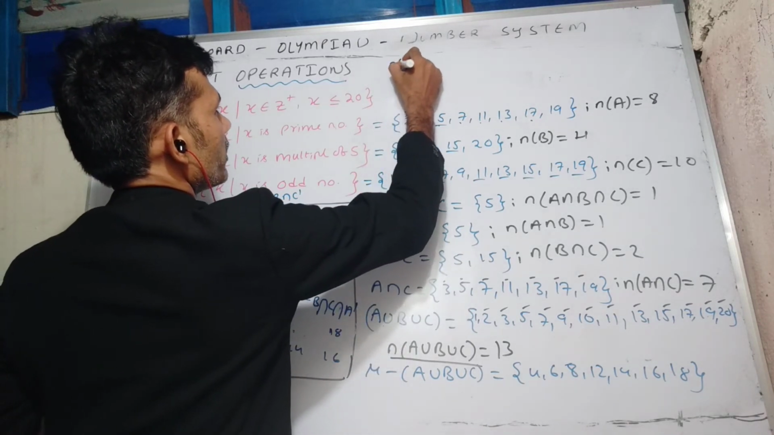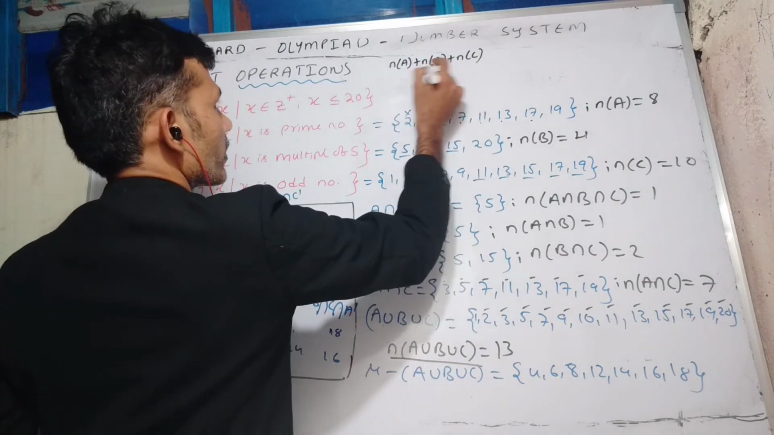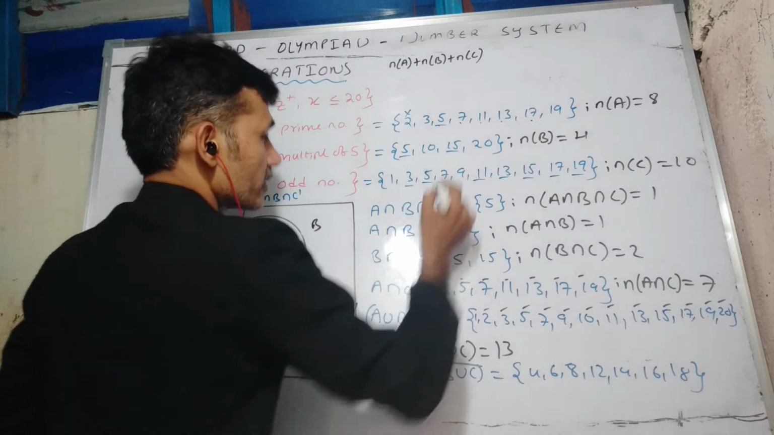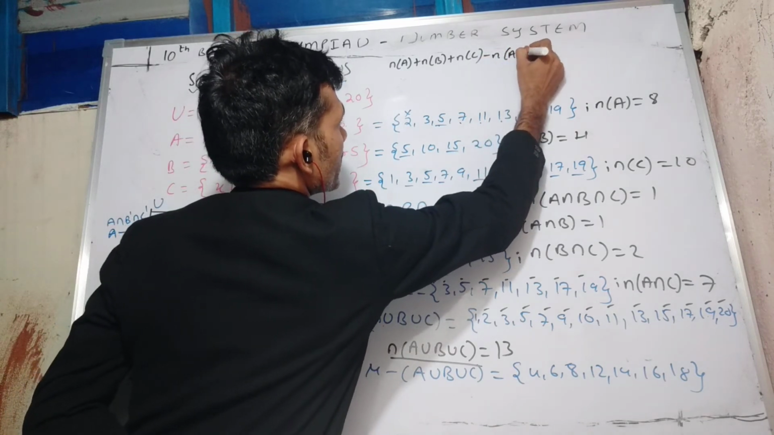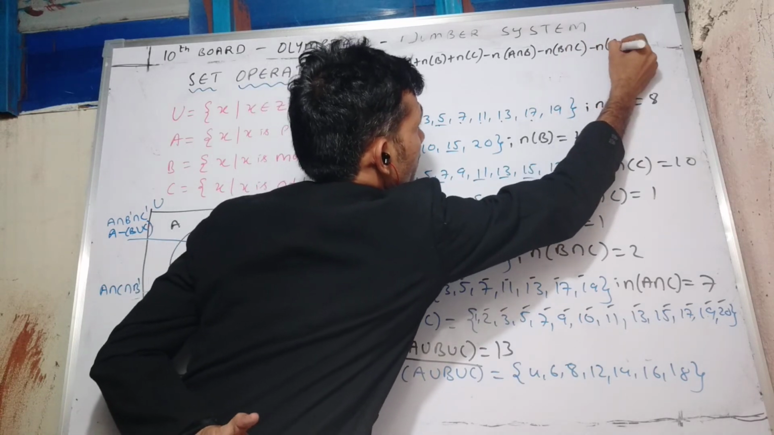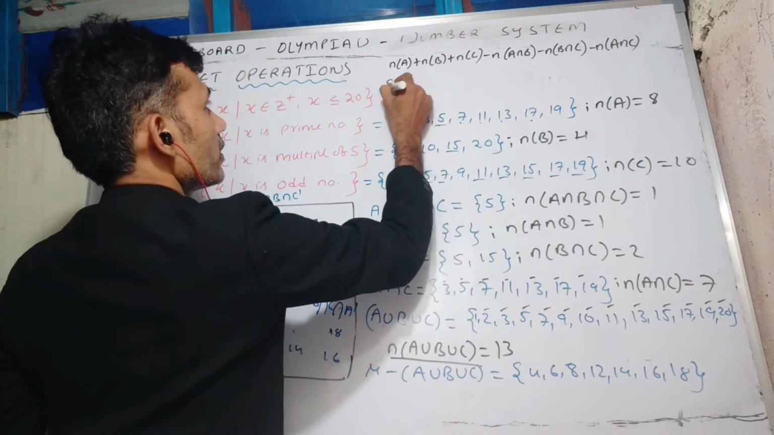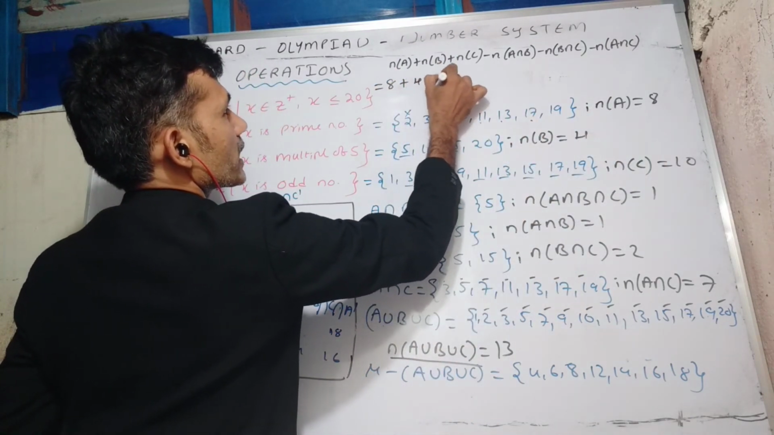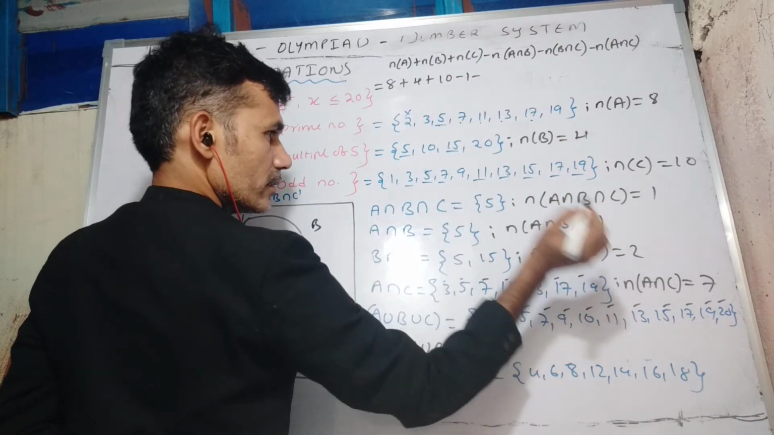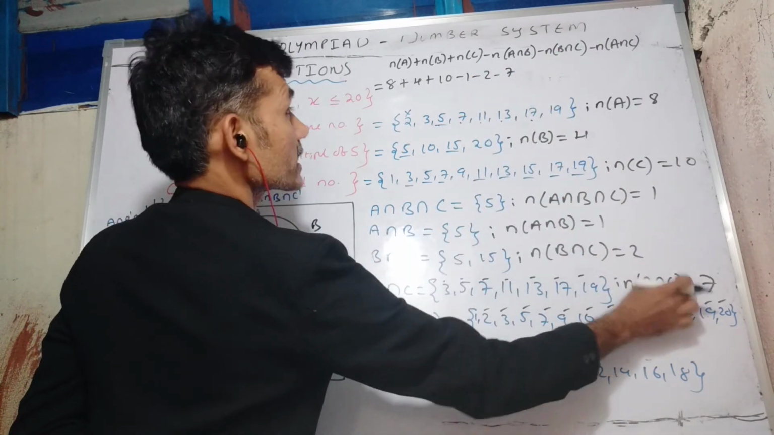First you add number of elements in A plus number of elements in B plus number of elements in C. Okay, you are adding all the elements. From that we have to reduce the common elements. That is number of elements in A intersection B, number of elements in B intersection C, number of elements in A intersection C you reduce. This is how much? 8, 4, 10. 8 plus 4 plus 10 minus A intersection B 1, 2, 7. B intersection C is 2. A intersection C is 7.